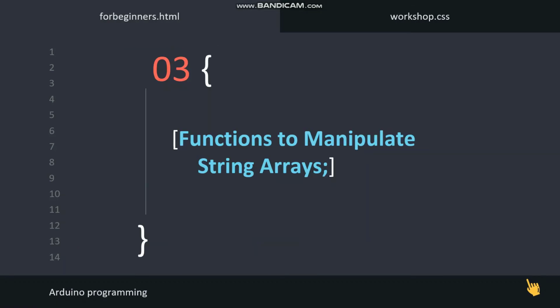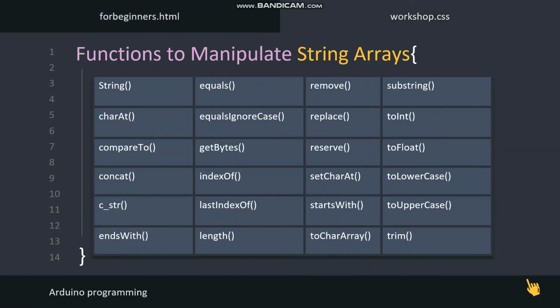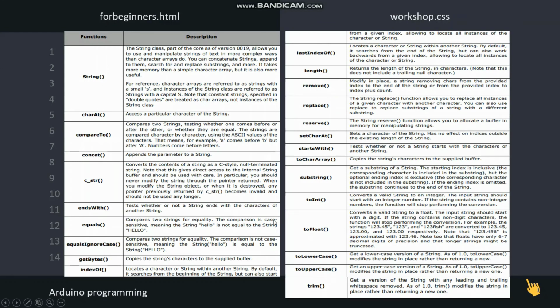Okay, so let's move on to the functions to manipulate string arrays. The previous example that we used to manipulate the string is a manual way, by accessing individual characters in the string. To make it easier to manipulate string arrays, we can write our own functions or use some of the string functions from the C language library. These are the different functions that we can use, and these are their definitions.